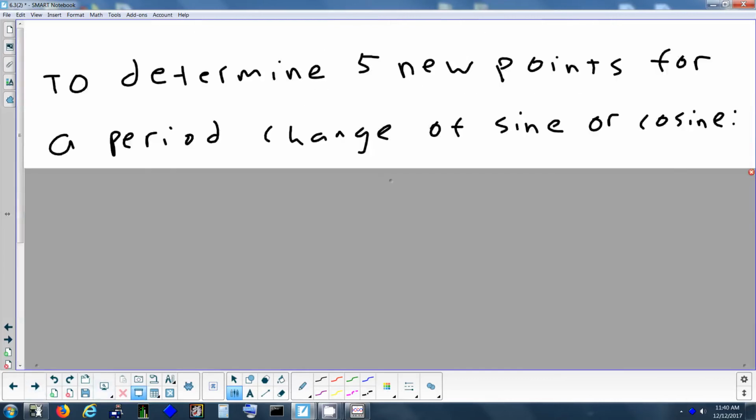Okay, so last thing we have to do is graph period change. For period change, what is staying the same? What column? The y's, right? Period change, we're stretching and compressing left and right. So the y's are going to stay the same.